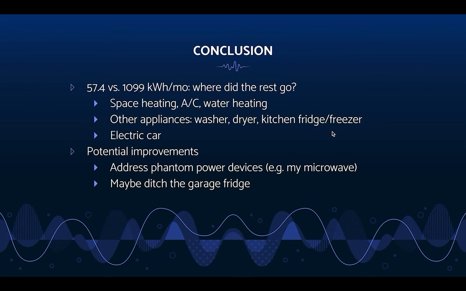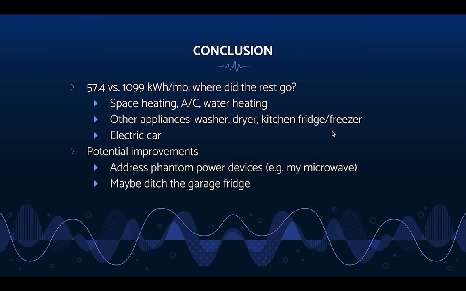According to my electricity bill, my household used 1,099 kilowatt hours of electricity in the month of February. Since the 8 devices I measured only summed up to about 57.4 kilowatt hours per month, it's clear that I didn't measure the highest electricity users. Obviously, the majority of my home's electricity use goes to space heating, air conditioning, and water heating, as well as other appliances that use a lot of electricity like my washer and dryer.